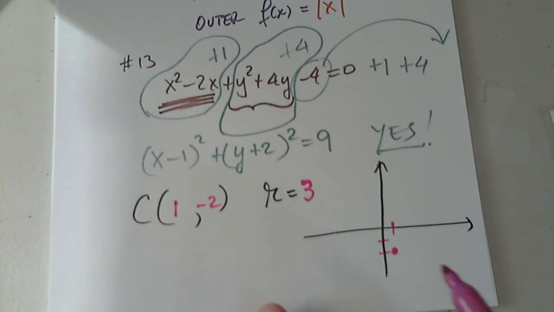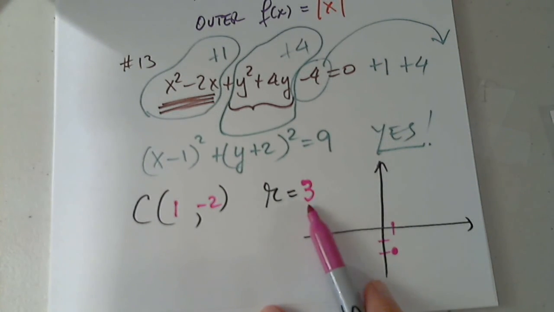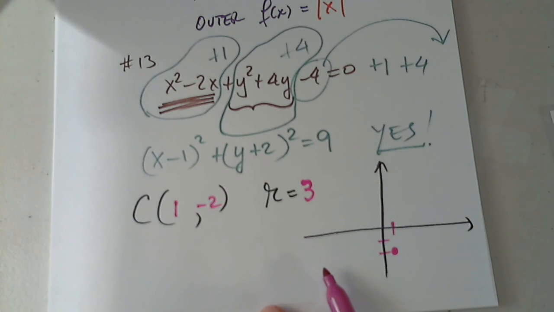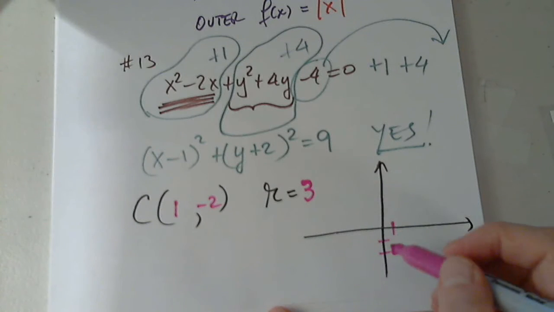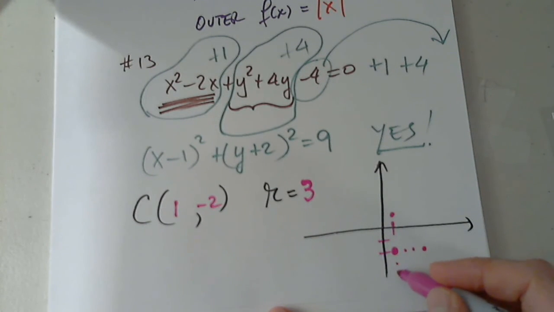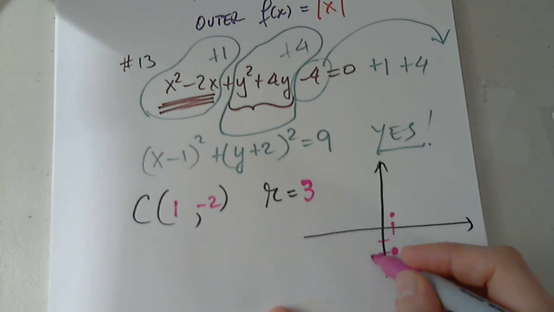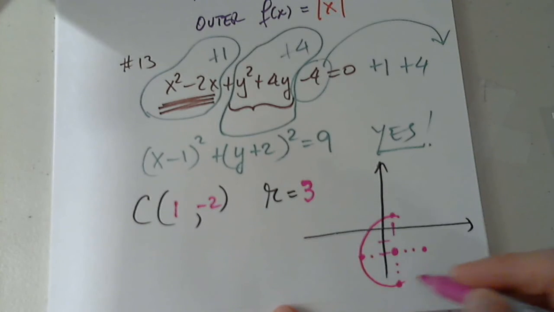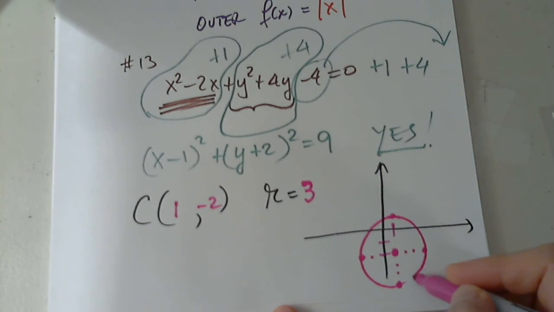And I plot 4 points. They're all 3 units away from the center. North, east, west, south. So I have 1 here. 1, 2, 3. 1, 2, 3. 1, 2, 3. My circle is not going to be perfect, but this is it.